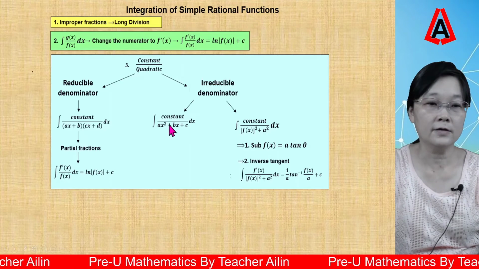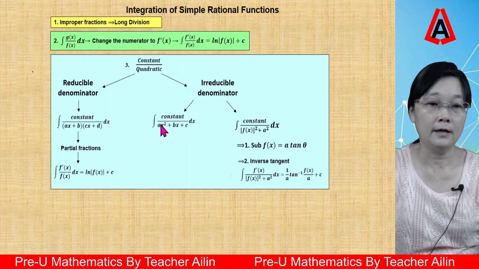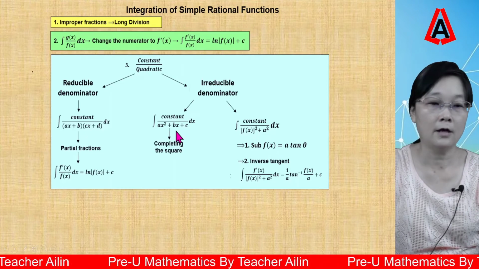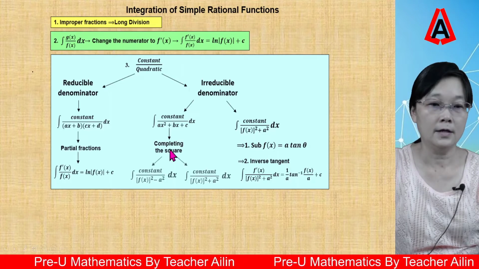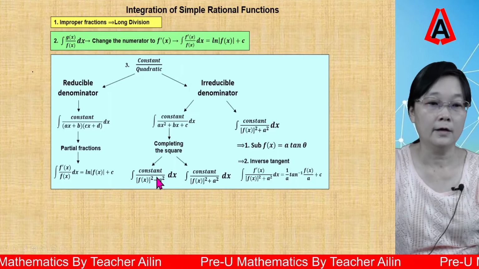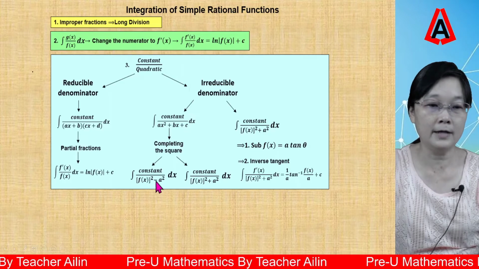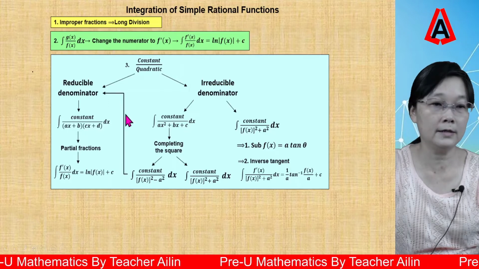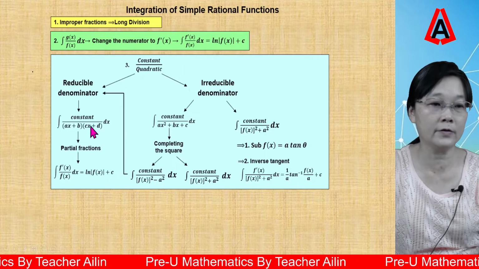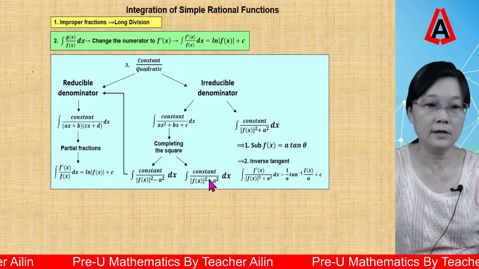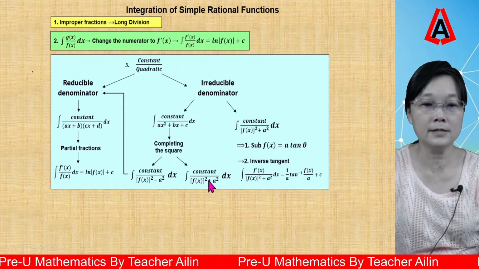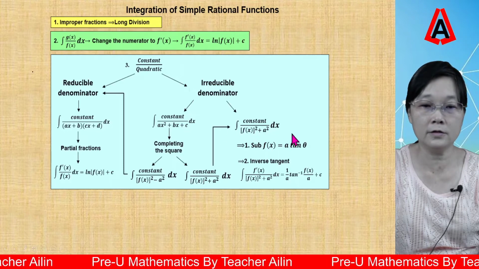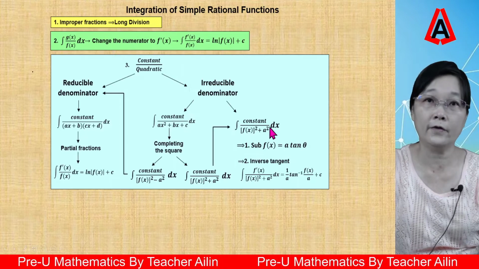If the rational function is in this form, then we are going to do completing the square for the denominator. After completing the square, there are two possible results. If the result here is a minus, then we are able to factorize the denominator and we are going to repeat the same process here. If the result of the completing the square is plus, it means we are not able to factorize the denominator and we are going to use this method to find the integration.